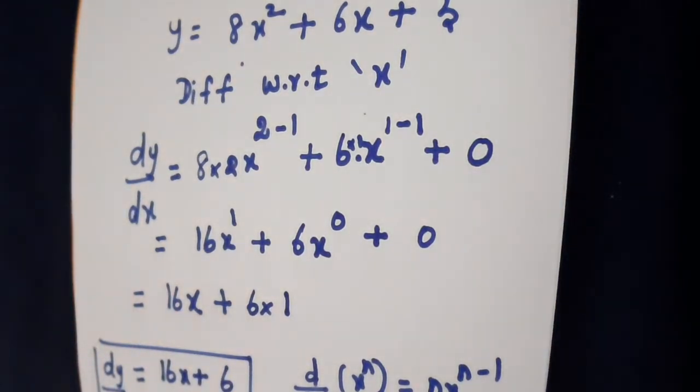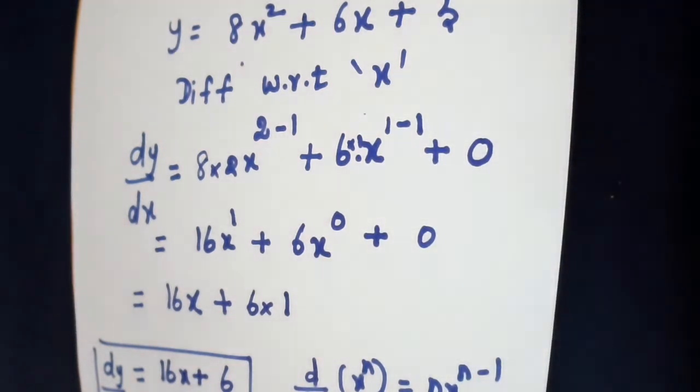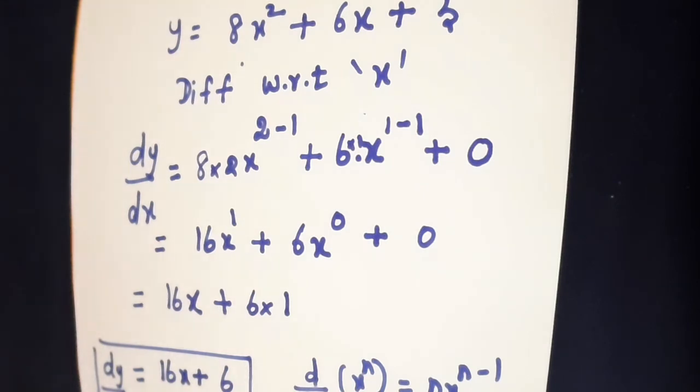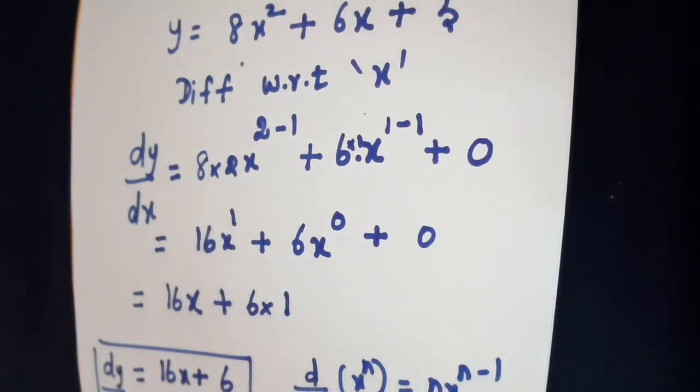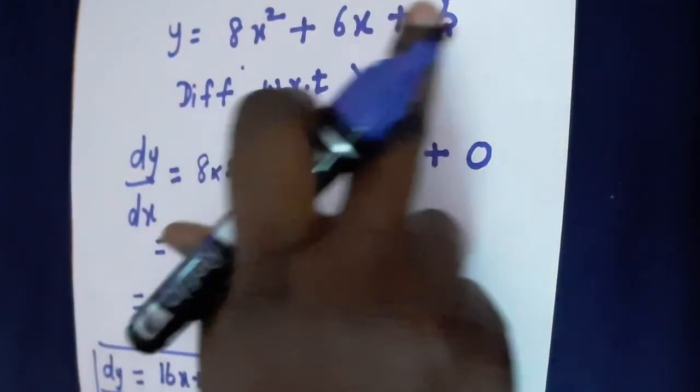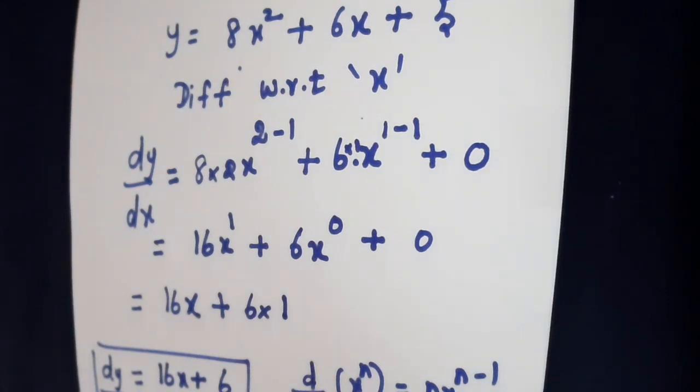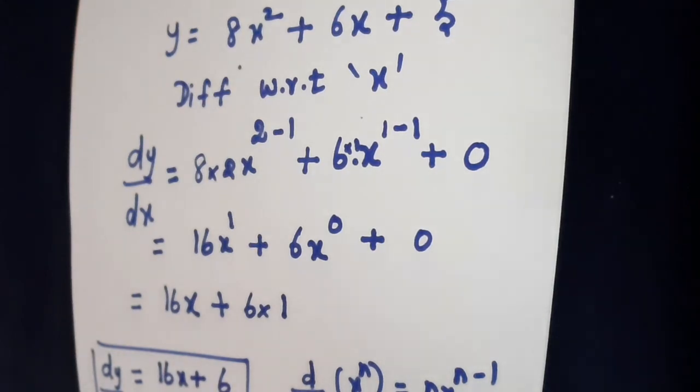You can have a look once again how I have solved the problem. Okay, and after this we will do a problem from your textbook. Okay, students, you can copy it. You can go through once. Once you go through, I think it will be very clear. You have to differentiate each and every term. Okay, once you differentiate, the final answer is dy by dx is equal to 16x plus 6.